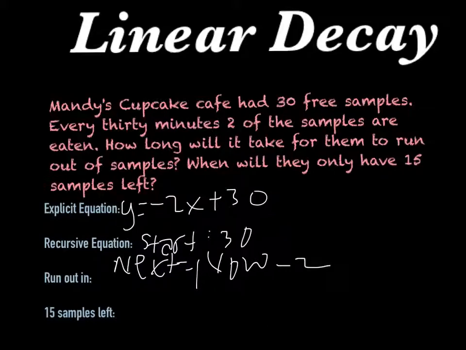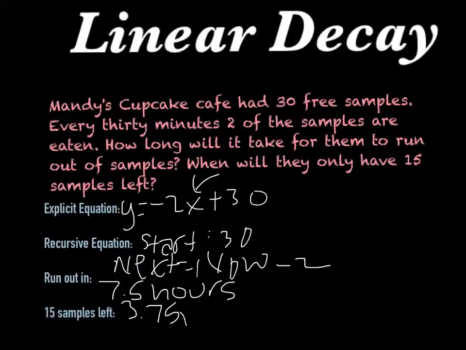So they will run out in 7.5 hours, because if you plug 7.5 into x, it will be equal. And they will have only half of the samples they started with in 3.75 hours.